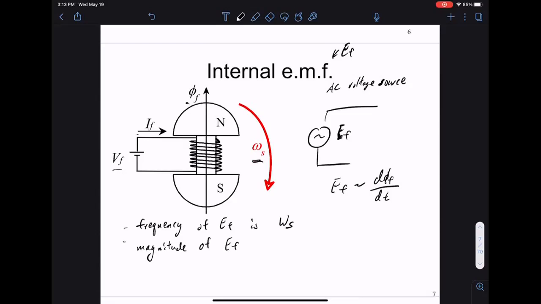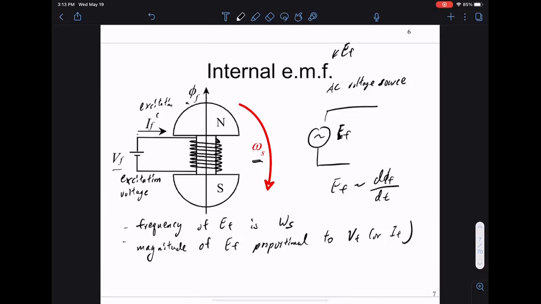Number of windings is one way, but if you look at the DC source, this is proportional to VF or IF. What this VF is, this is called the exciter, or excitation voltage. This is called excitation current. This comes from a small DC source. If you want, you can think of a battery as providing some current through the windings. This current through the windings basically sets the magnitude of the EF.